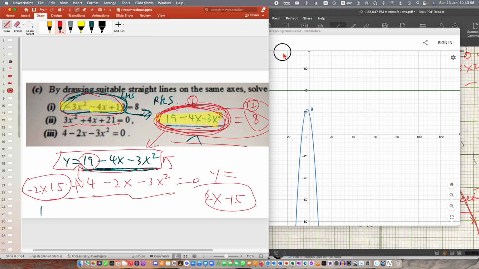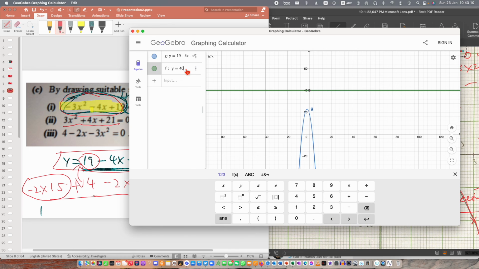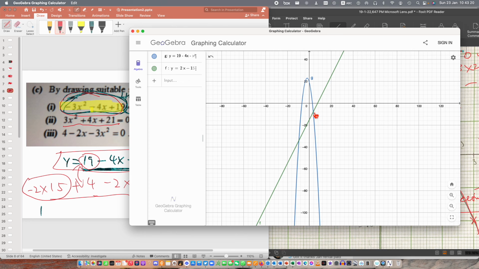So let me just quickly use technology. Did you think this way? Yeah, I did. Okay, good. So you can use technology. Then you just click on it, then you get the two roots. So that's how you solve part 1, 2, 3. How do you know the value of x? Read from this.